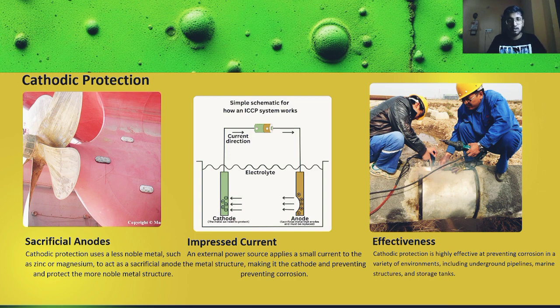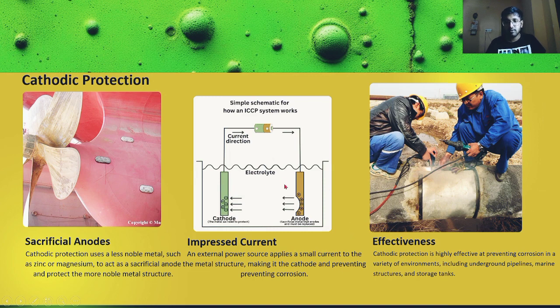So, as you can see, we have another one, which is basically impressed current. That is a second method which we would be using to prevent corrosion. This is an external power source applying a small current to the metal structure, making it the cathode and preventing corrosion. As you can see over here, an external power source is applied so that it does not catch any kind of corrosion.